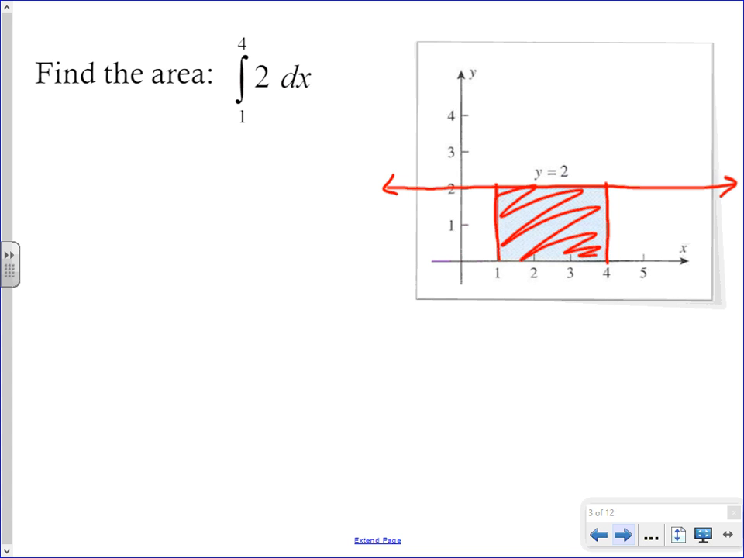Cole, what's the area? 6. How did you get that? 4 times 2. Oh, wait. No, wait. How did you get that? 3 by 2. 3.